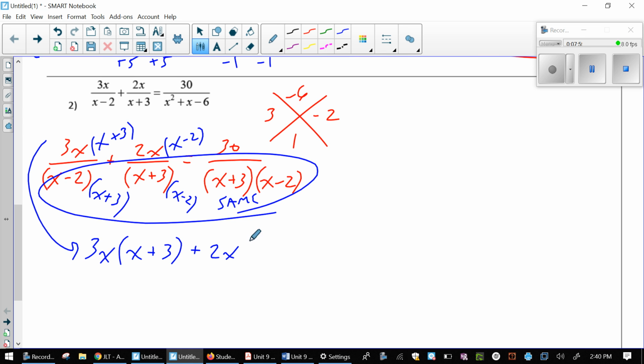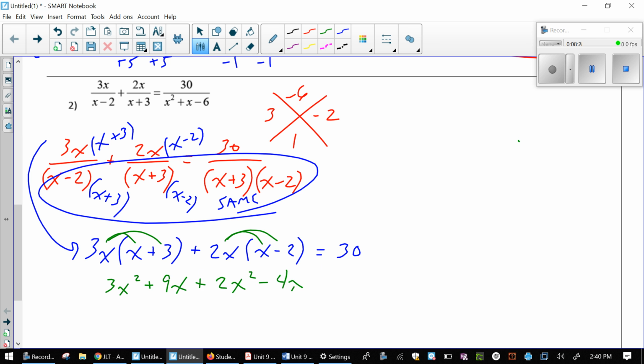Those of you guys that just like algebra and systems for things and steps, you're probably loving this right now because we have a good system here. We have some great strategies here, and we've really been reusing these strategies throughout each of these different topics. Distribute, 3x squared plus 9x plus 2x squared minus 4x equals 30.